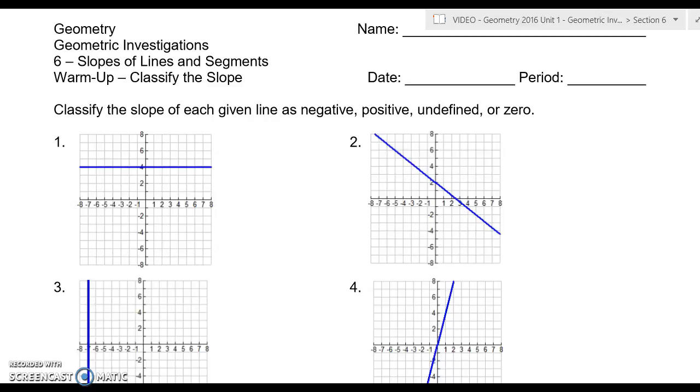In this section, we're going to look at slopes of lines and segments. We're going to break this up into two parts. In part one, we're going to look at slope algebraically. So we'll have a graph or a table or an equation, and then ask you to find the slope from that. And then we'll do some applications with that.